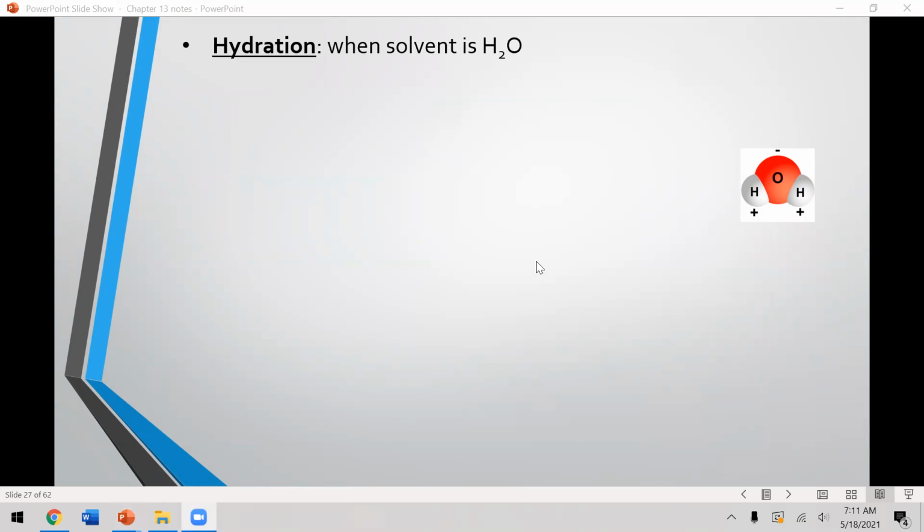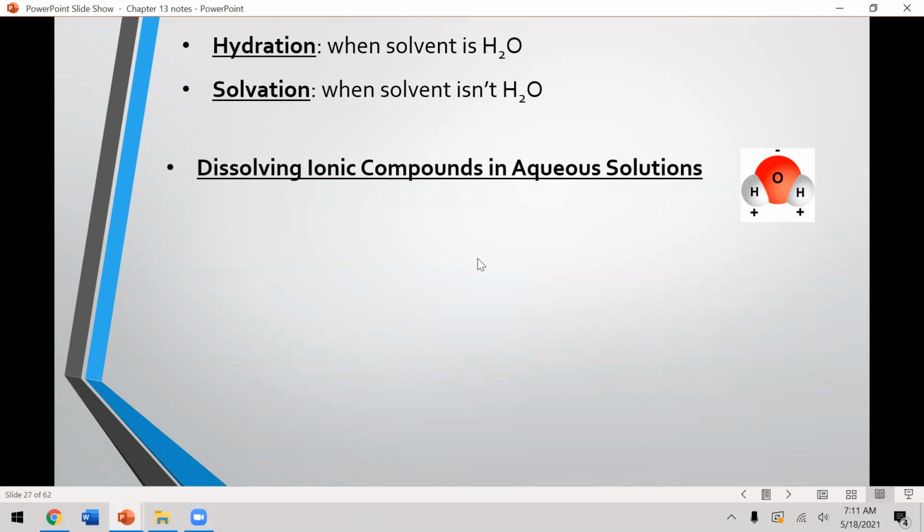Hydration, just as far as the concept, is when you have water as a solvent. Solvation is when you have anything but water as the solvent. So we can use hydration and solvation kind of hand in hand, except hydration is using water, solvation is not using water, any other liquid.